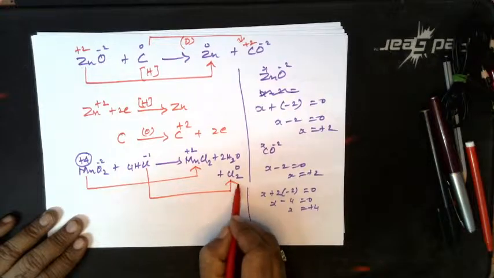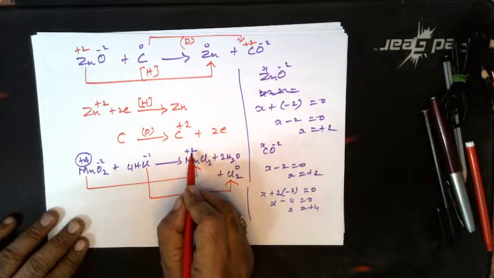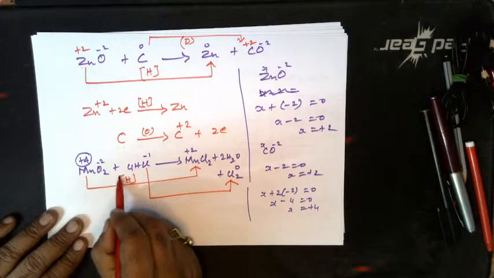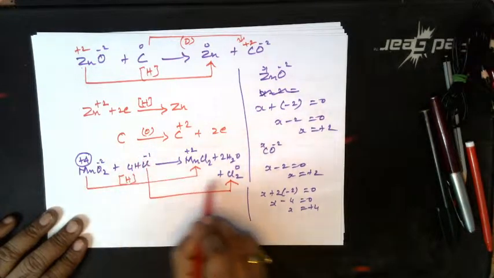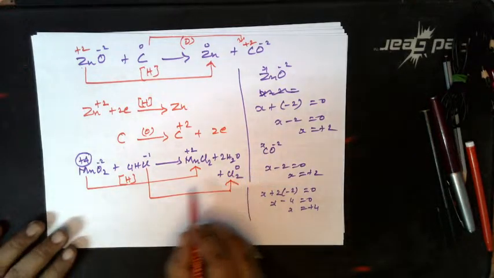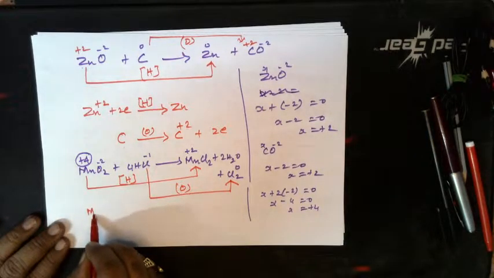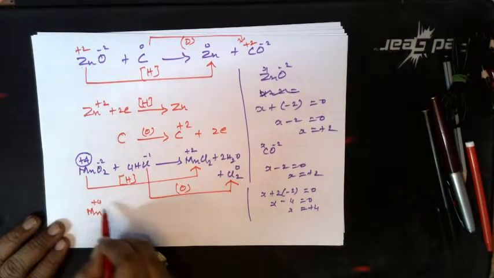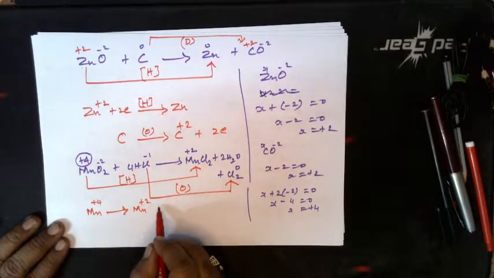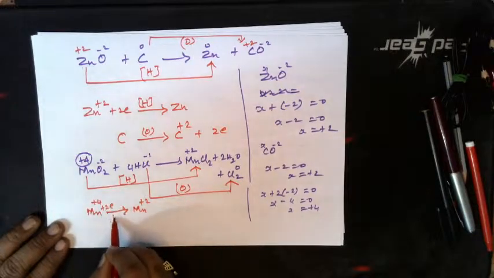Are you able to follow? So +4 becomes +2, which means a decrease in oxidation number. So what is a decrease in oxidation number? Reduction. And what about this? -1 becomes 0, an increase in oxidation number, is it not? So it is oxidation. So you can rewrite here, manganese +4 becomes manganese +2. By what? By adding 2 electrons.